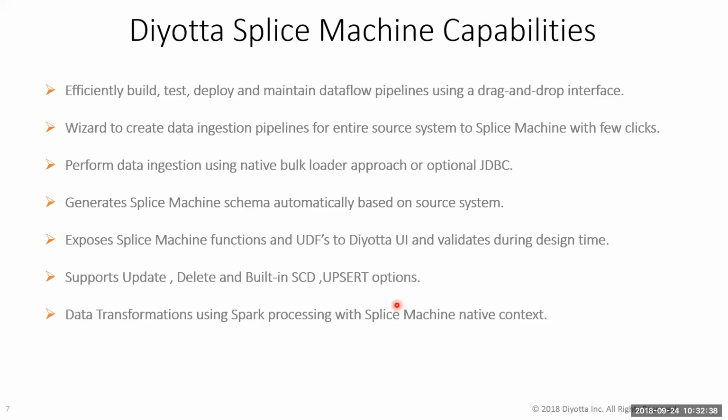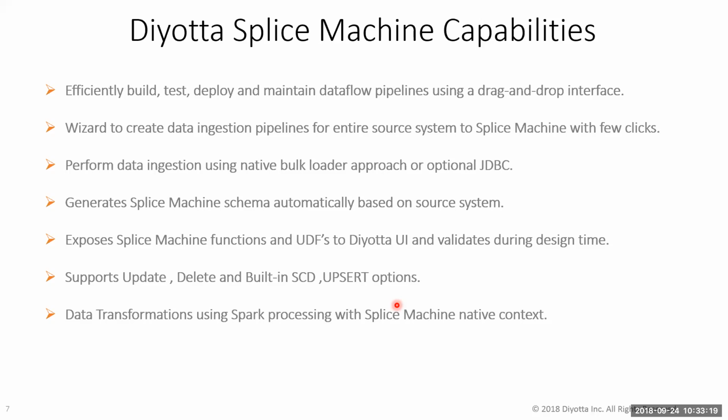Another key thing here is that in any data lake initiative, we don't want to build the model on the data lake upfront. All you can do is build these pipelines, and at runtime it generates the schema required for Splice Machine and loads the data. So basically you can start with a clean slate and just bring all the data from different source systems to Splice Machine. We also expose all the Splice Machine functions and UDFs in the Diyotta UI so that users can utilize them and validate at design time.